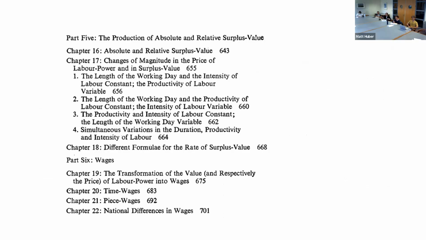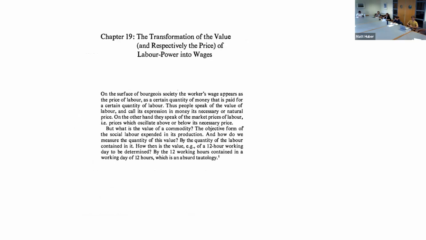Part 6, he says we're going to look at wages. And here he's really going to flesh out this distinction between what is the value of labor power as a commodity and what's the value of labor that they give, right? Because he says right at the top in chapter 19, on the surface of bourgeois society, the worker's wage appears as the price of labor, as a certain quantity of money that is paid for a certain quantity of labor.